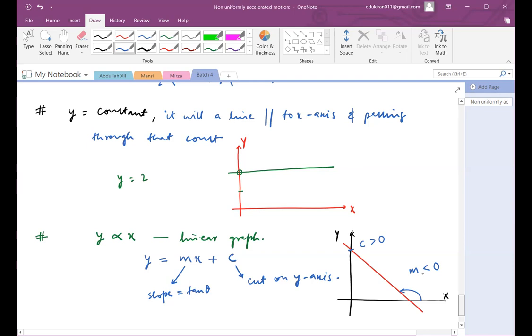If the slope is negative, it means theta will be obtuse, greater than 90 degrees. If you draw a vertical line to this, this will be 90 degrees and this whole theta is greater than 90 degrees. So you will say it is an obtuse angle, and for an obtuse angle tan theta will be negative. Is it clear to everyone? Yes, sir. Okay, just write it down.